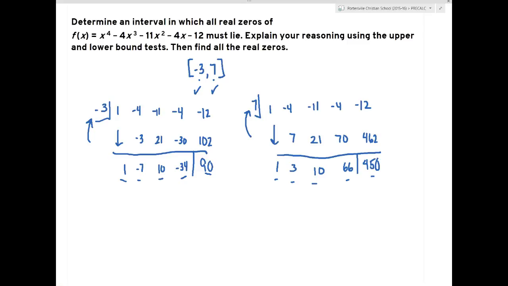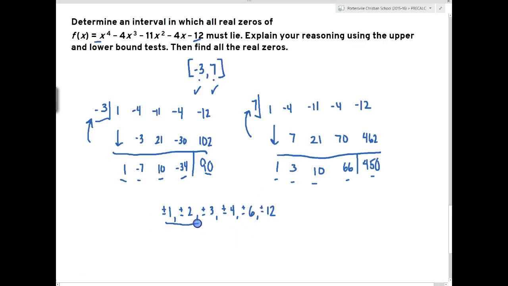So back to our example, if we're figuring out all of our possible zeros, we know that we could have plus or minus 1, plus or minus 2, plus or minus 3, plus or minus 4, plus or minus 6, and then plus or minus 12. Those are all my factors of 12, and we could put all of those over my factors of 1, which is plus or minus 1.